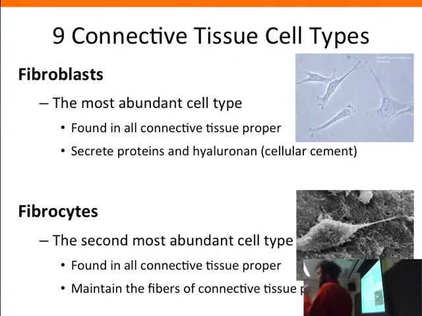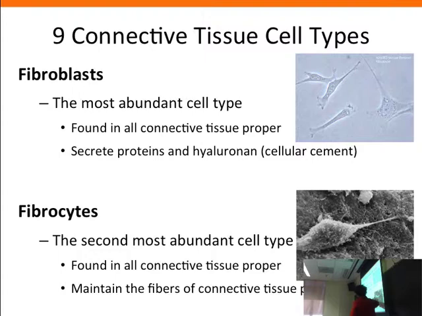This is throughout all types of connective tissue proper. And these fibroblasts, they basically are producing mortar, cellular mortar, the mortar of the body. They're making various proteins and hyaluronic acid that act as cellular cement in extracellular matrix. They're moving around and creating different types of fibers.